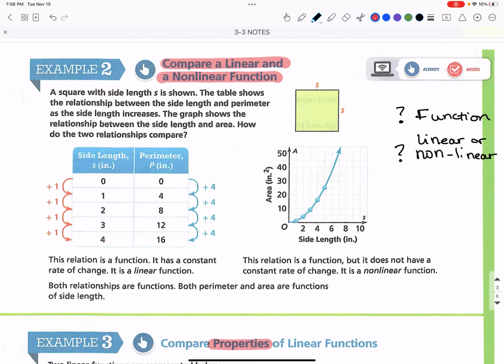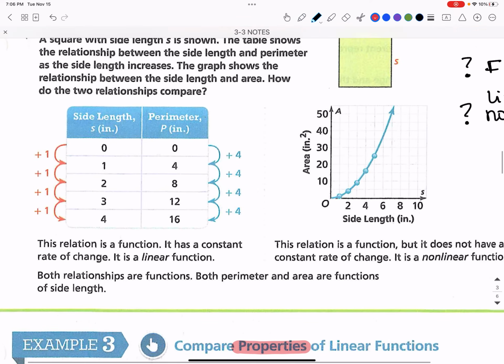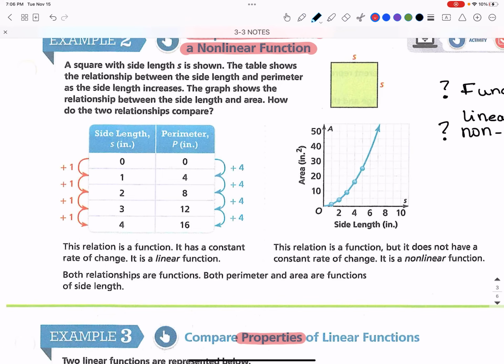So let's look at these two bits of data, and again, one's given to us in a table and one's given to us in a graph, and that's okay. We can still find out everything we need to know. So this is your x's, this is your y's, and they've already done this, right? Let's look for, first, is it a function? 0, 1, 2, 3, 4, no cheating x's, so check, this relation is a function.